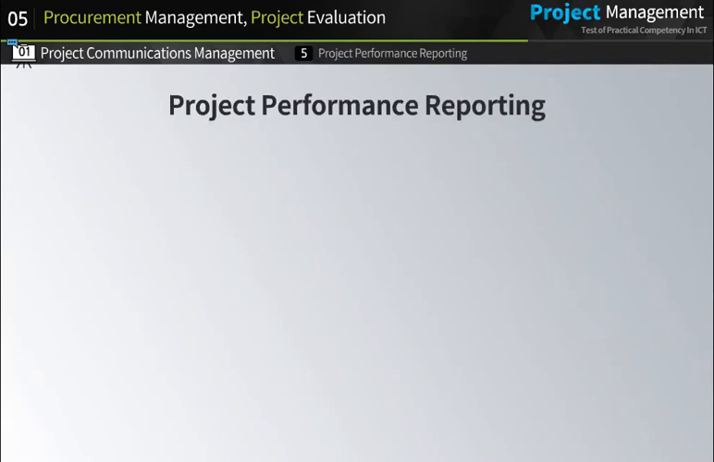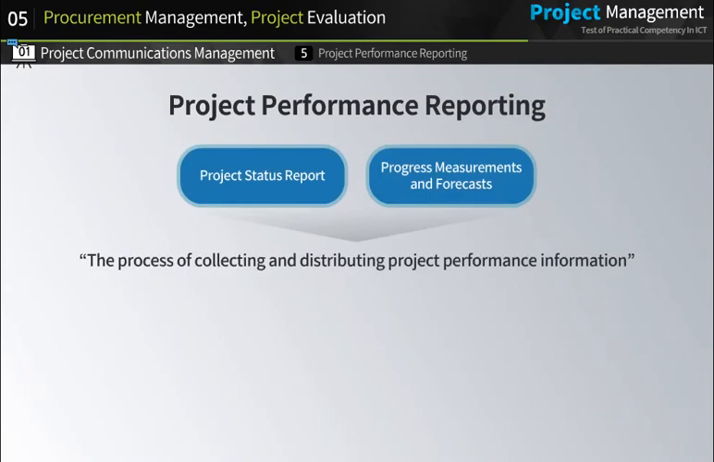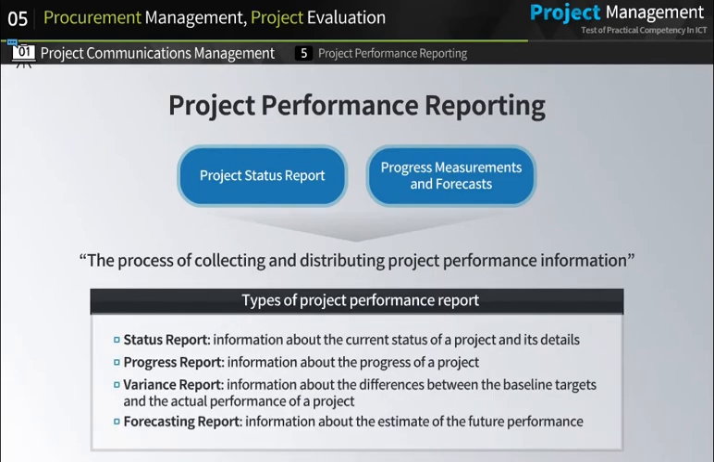Next is project performance reporting. Project performance reporting is the process of collecting and distributing project performance information, including project status report, progress measurements, and forecasts. Project performance report is classified into different reports: status report, progress report, variance report, and forecasting report.